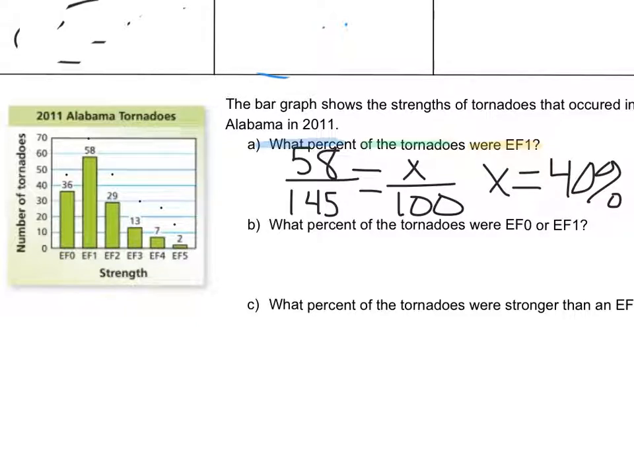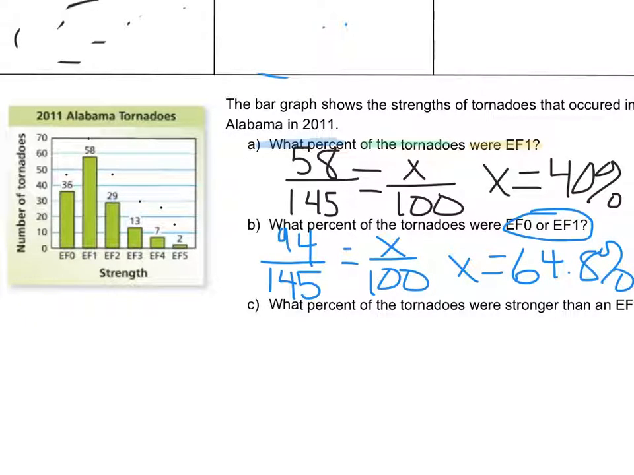All right, that should have been x equals 40%. Great job. Now we're going to do the next one, and the important part you're going to have to read here is we're EF1 or EF0s. So you're going to add those together. So when you do your top number, you'll still keep 145 on the bottom, but your top number is going to be that 36 plus 58. Okay? So go ahead and do that, and then cross multiply and solve.